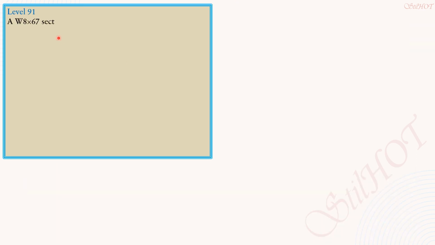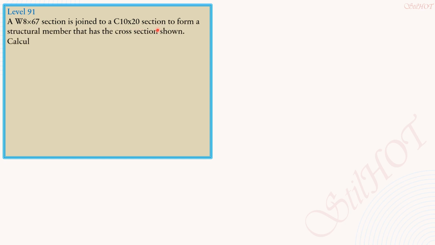Problem 91: a W8 by 67 section is joined to a channel 10 by 20 section to form a structural member that has the cross section shown. Calculate I bar x and I bar y for this cross section.